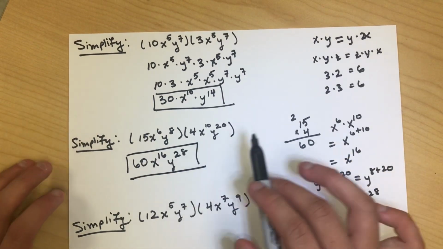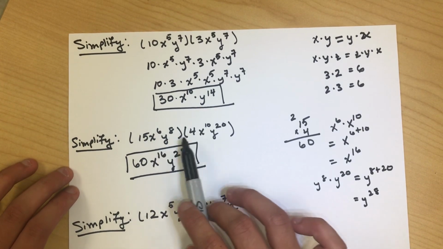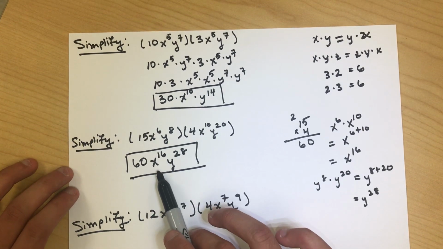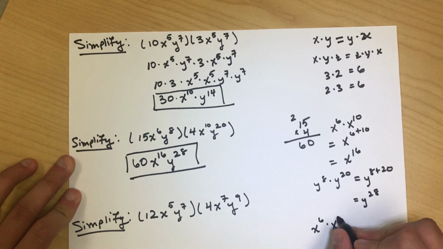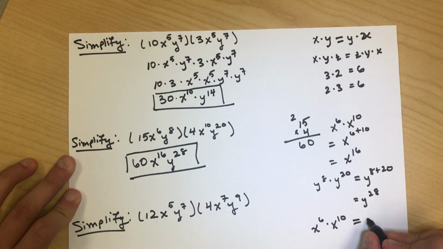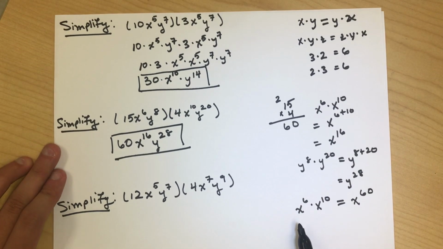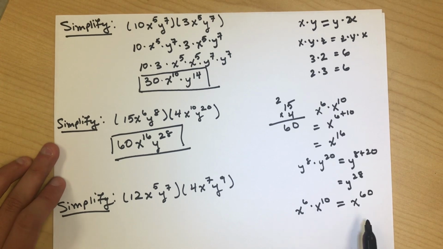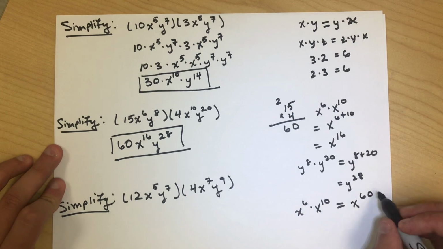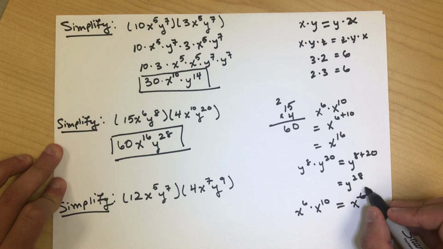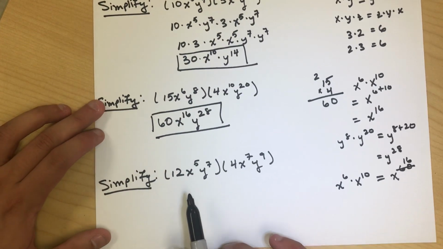Guys, please be very careful. 15 times 4 is 60. x to the 6 times x to the 10 is x to the 16. Please do not write something like this. A lot of you get the urge to write it. x to the 6th power times x to the 10th power is not x to the 60. You do not multiply these exponents. You just add them, so you just get 16. Please be careful.